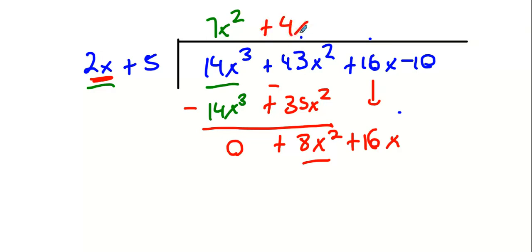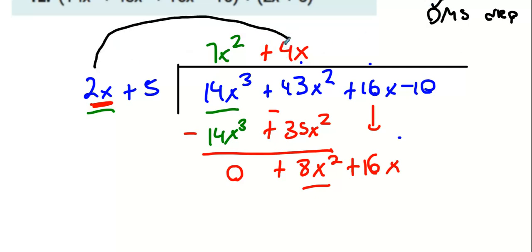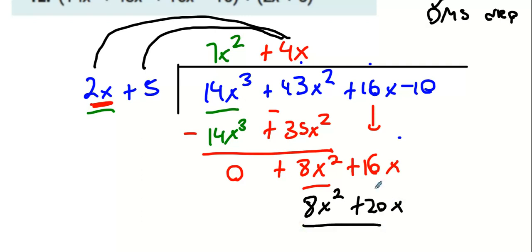4x. Good job. What do you do after you multiply, divide? What do you do after that? DMS drop. Divide, multiply, subtract, drop. You divided. So what's next? So what do you multiply? Yeah. What do you get? 20x. Yeah. Okay. You multiply.